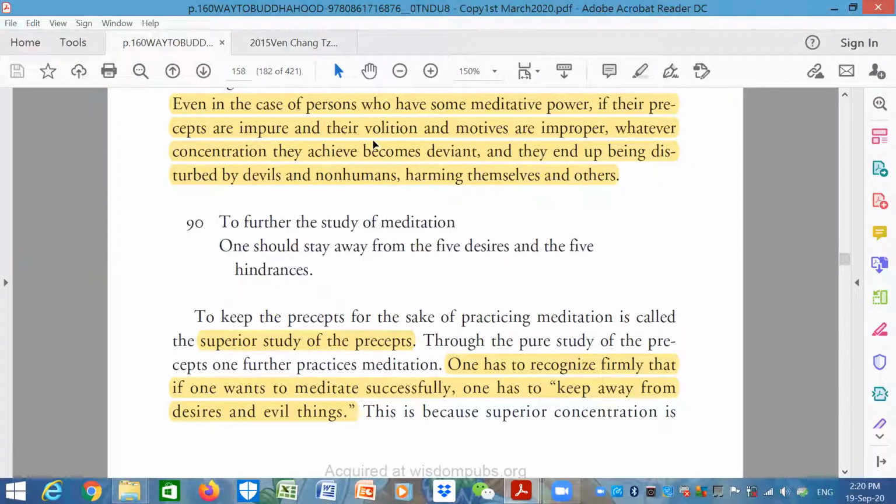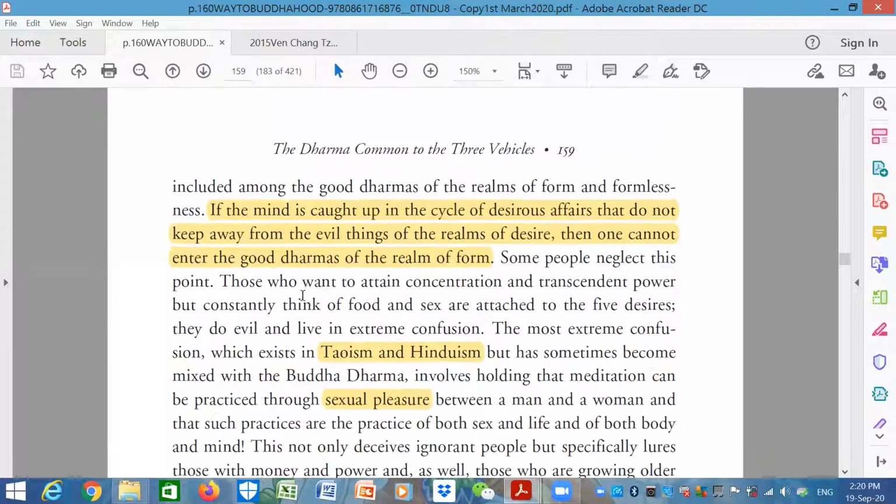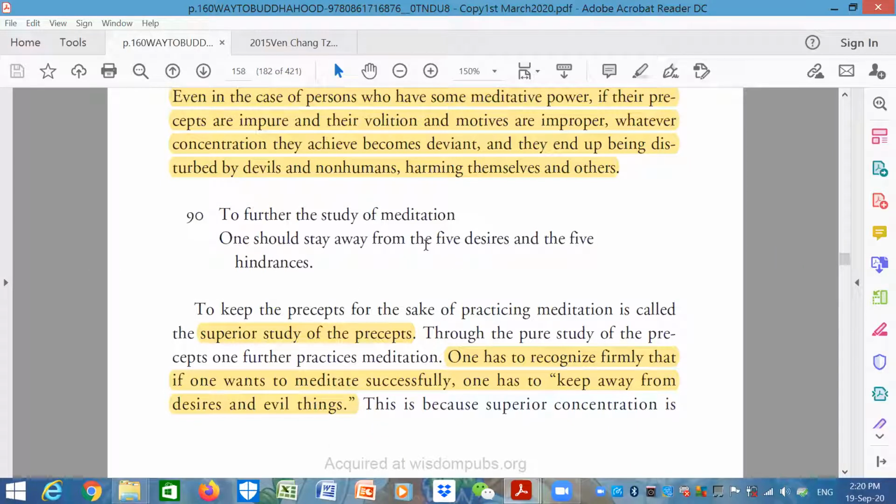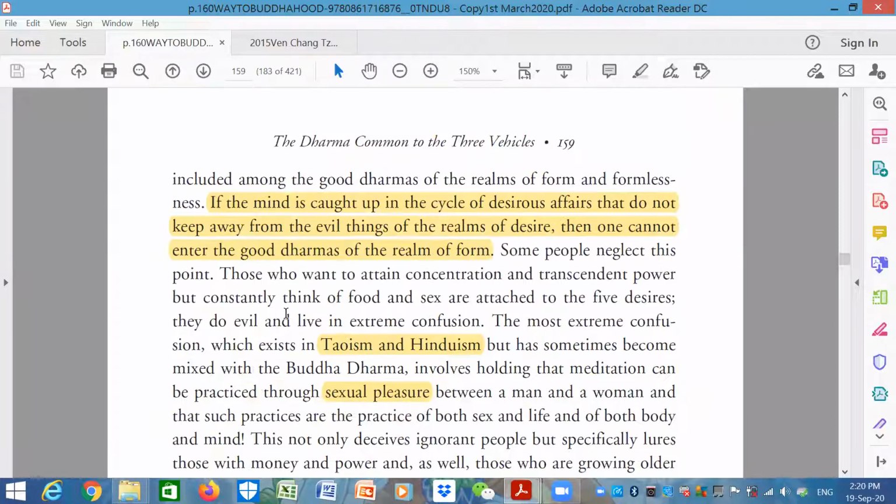In our previous lessons, we were at verse number 90. To further study meditation, one should stay away from the 5 desires and the 5 hindrances. Meaning we have to understand how to stay away from the 5 desires. To keep the precepts for the sake of practicing meditation is called the superior study of the precepts. If the mind is caught up in the circle of desirous affairs and does not keep away from the evil things of the realm of desire, then one cannot enter the good dharma of the realm of form.